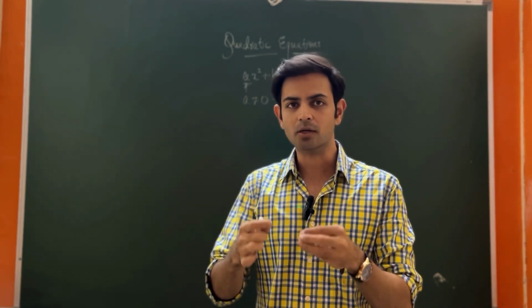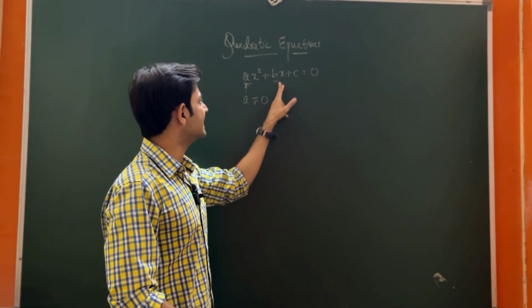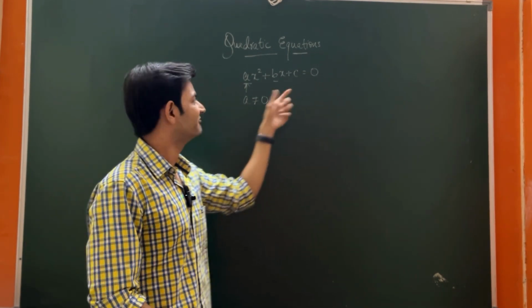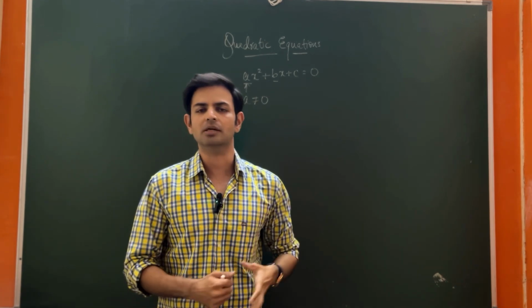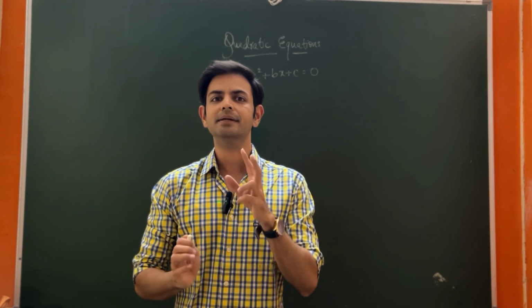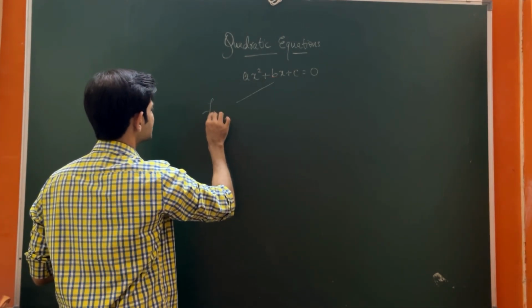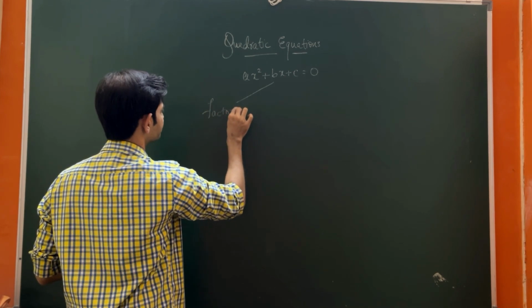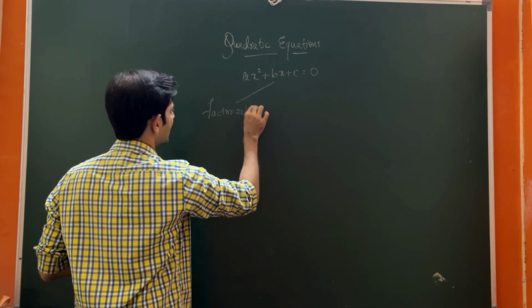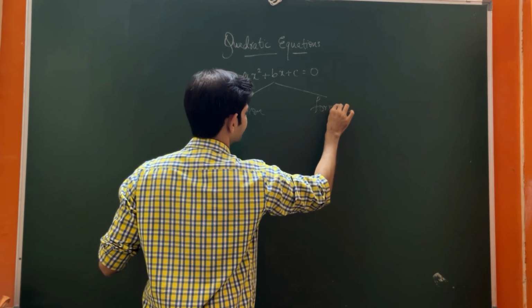For a quadratic equation, it has to be in the form of ax² + bx + c = 0, where a is not equal to 0. Now, a quadratic equation can be solved in two ways. One is the normal way of factorization, and the other is the formula method.